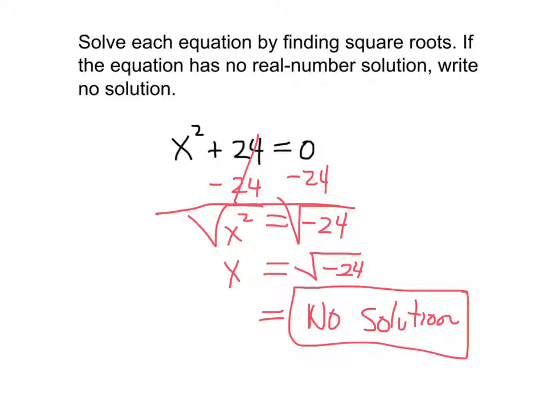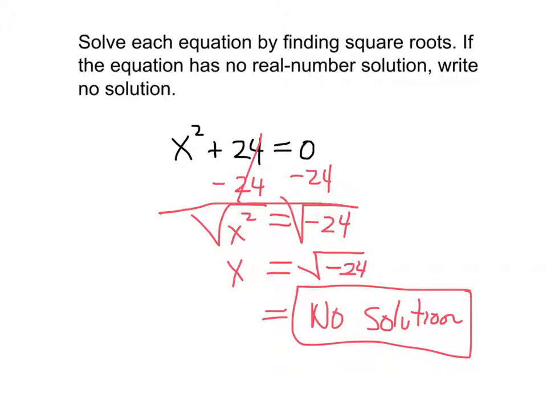Again, the reason it has no solution is because of that negative which is under the square root. It's impossible to have a number times itself which equals negative 24.